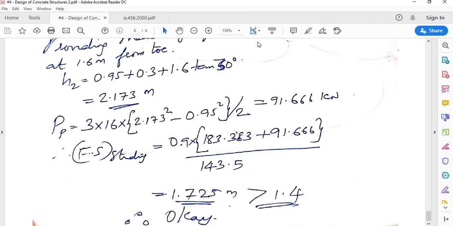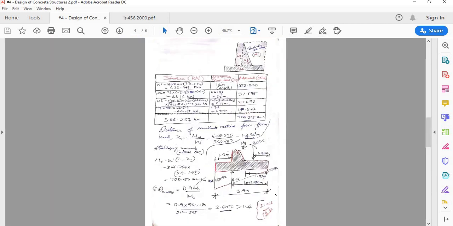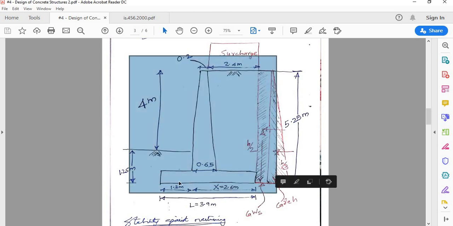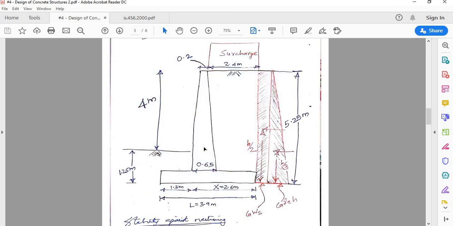Which means the initial proportioning is okay. As per the initial proportioning of the retaining wall, we had done two checks. We had done the check of overturning, it is safe. Then we had checked for soil bearing pressure, that's also okay. For the sliding check, that's also okay. It means the initial proportioning is okay. Then we can proceed for design. Okay, thank you.